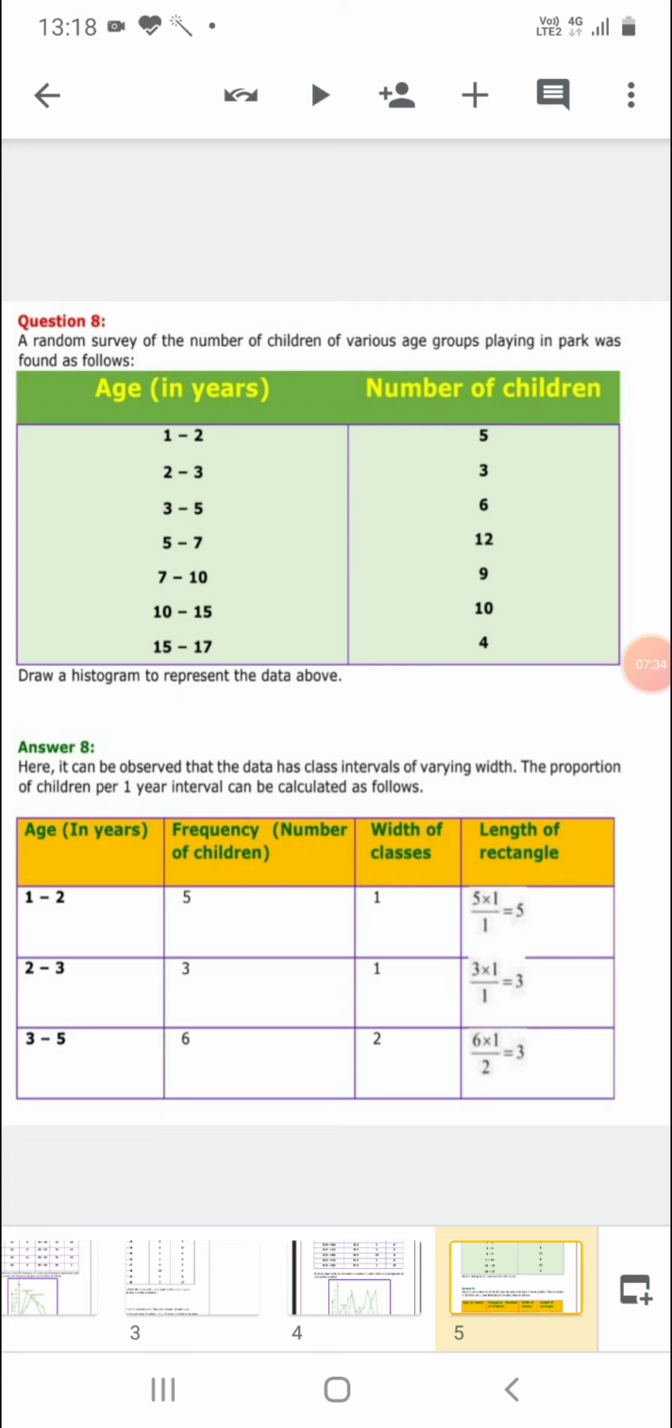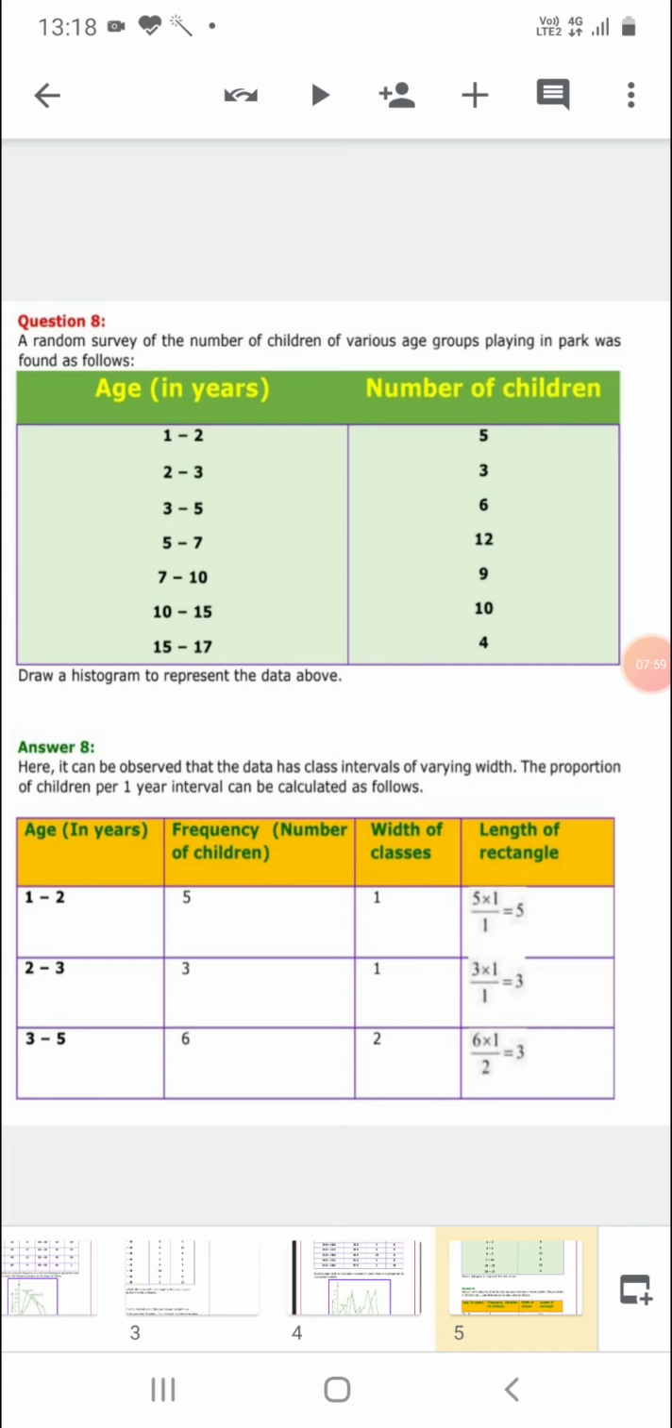1 to 2 years, only 5 children come to the park. 2 to 3 years, only 3 children. And when we count 1 to 2 years, I told you the 2 year वाला बच्चा count नहीं होगा, means upper limits are not included. 2 वाला कहाँ count होगा? Second class में, 2 to 3 में, right? So 2 years up to 2 year 11 months तक हम यहाँ count कर लेंगे likewise.